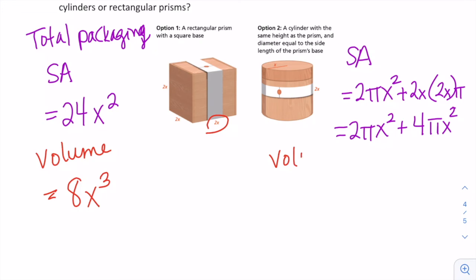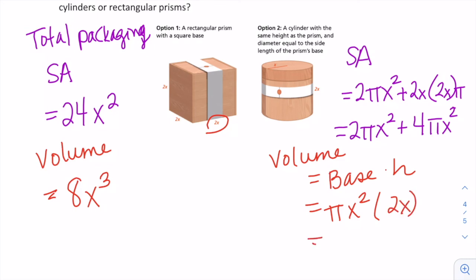And then for the volume here, we're going to multiply the base times the height. And so the base, again, we figured out the area of the base was pi r squared. So pi x squared, right? And then we had 2 of those for the surface area, but just pi x squared is the base times the height, which is 2x. So that's going to be 2x cubed pi.